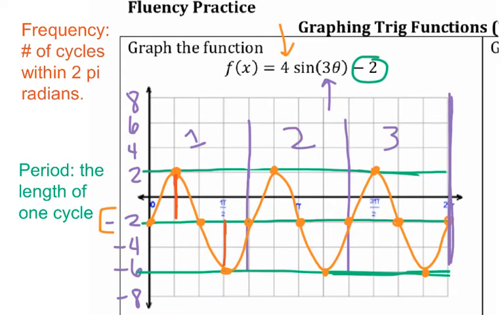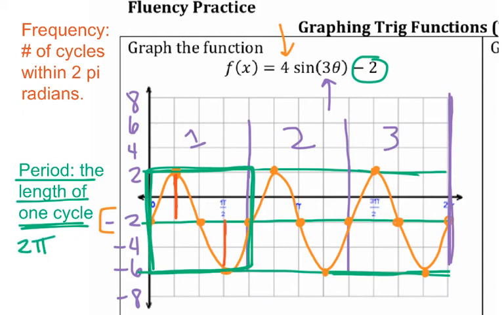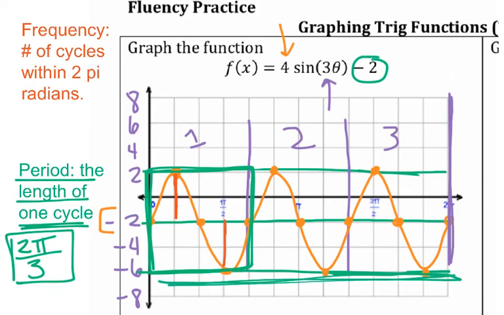So since it's the length of one cycle, we really have to think about, well, how long is this one cycle here? So I'm trying to emphasize this one cycle. And there's a way for us to determine that. So we know 3 cycles is 2 pi. So to figure out one cycle, what we can do is divide 2 pi by 3. And that will just be your one cycle.